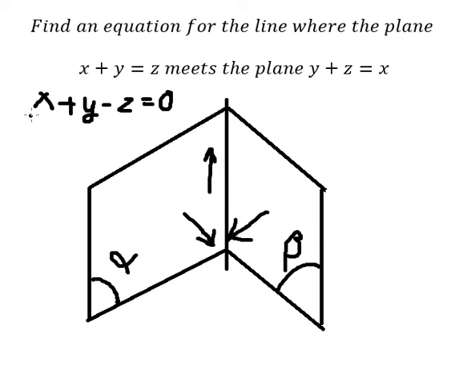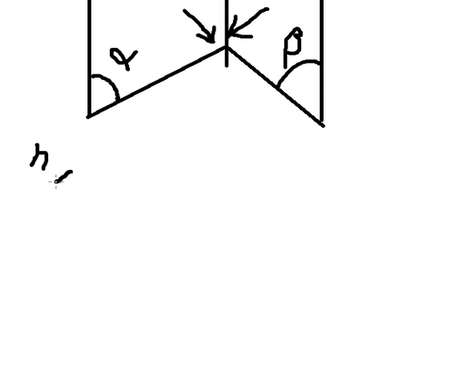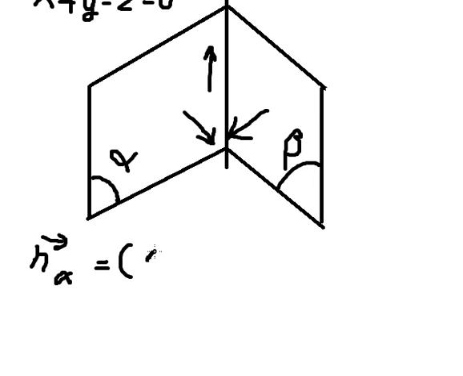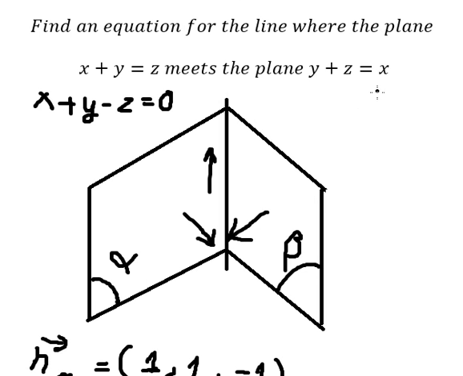So the normal vector of alpha in here is 1, 1, negative 1. We use the coefficients of x, y, and z. About beta, we put x to the left. So this one is negative 1, positive 1, positive 1.